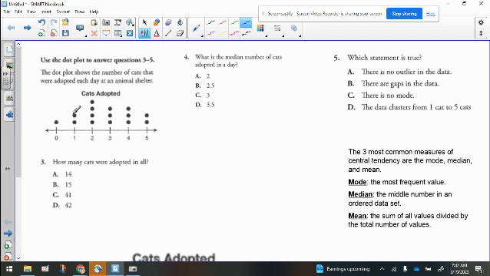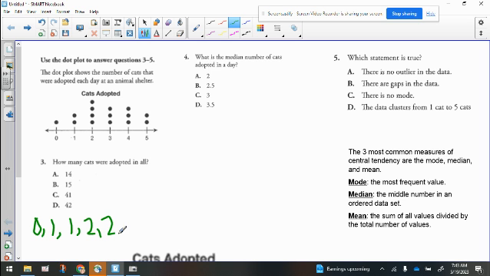See how there's dots here? This represents that value. So we have two occurrences of one cat being adopted. We have one, two, three, four occurrences of two cats being adopted, and so on. So in order to figure out how many cats were adopted at all, sometimes it's helpful to just stop and start writing out the values, right? So this is one occurrence of 0. This is an occurrence of 1, another occurrence of 1, and then we have four occurrences of the 2.